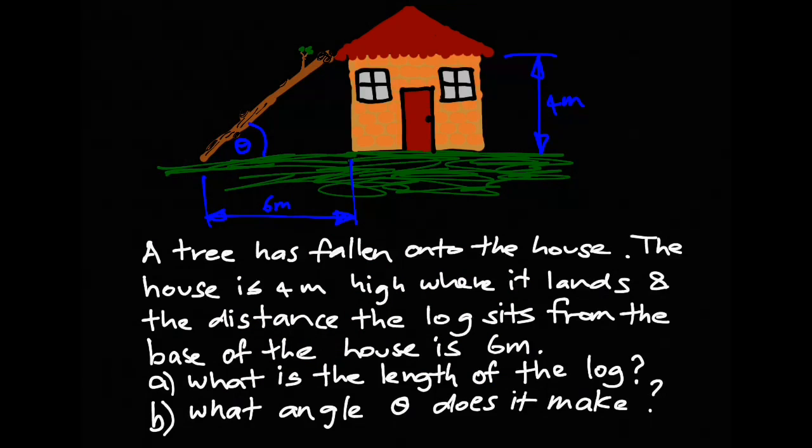Now moving on to the next problem. A tree has fallen onto the house. The house is 4 metres high where it lands, and the distance the log sits from the base of the house is 6 metres. A, what is the length of the log? And B, what angle does it make?